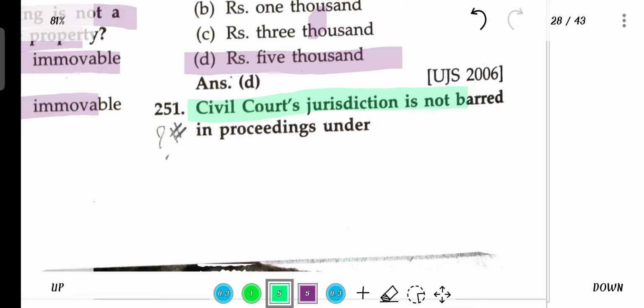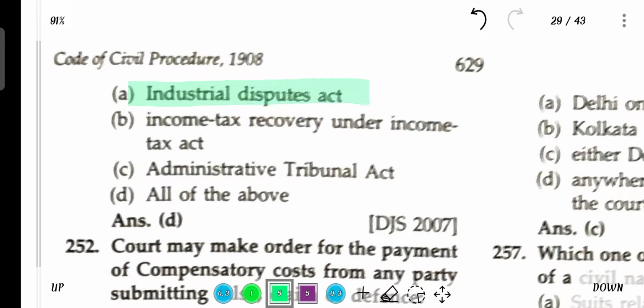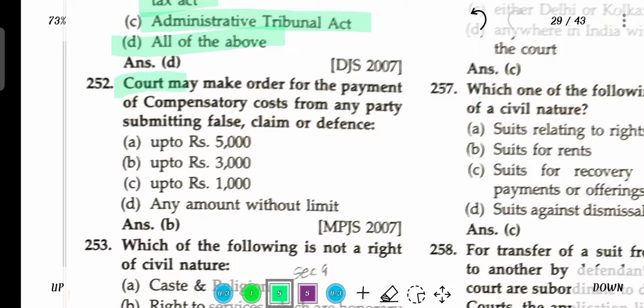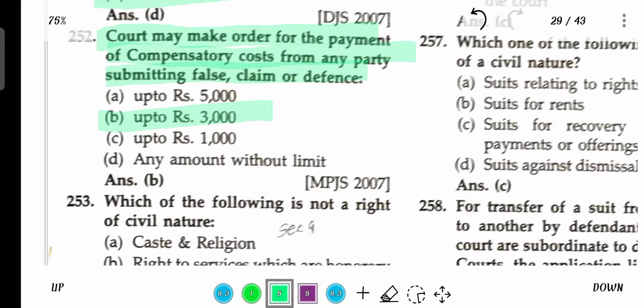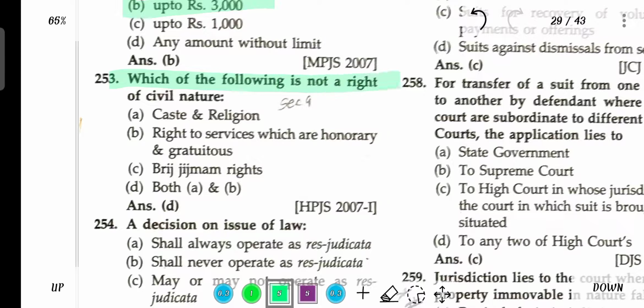Civil court jurisdiction is not barred to proceeding under the Industrial Dispute Act, Income Tax Recovery under Tax Act, Administrative Tribunal Act, all of the above. The court may order the payment of compensatory cost from one party submitting false claim or defense up to 3000 rupees. Which one of the following is not a right of the civil nature? Caste and religion, right to service which are honorary and gratuitous.